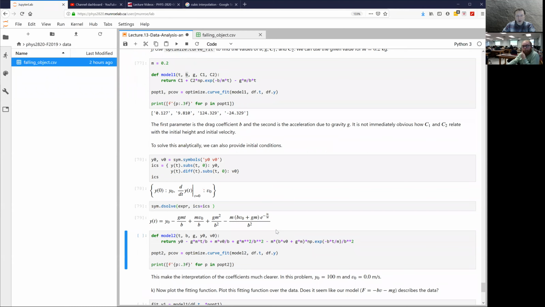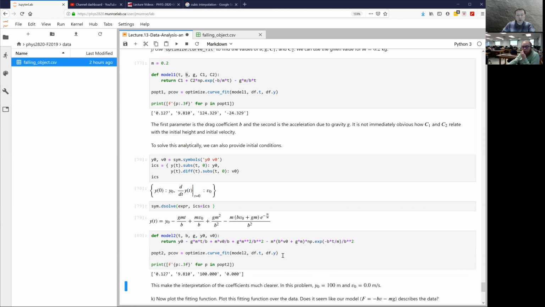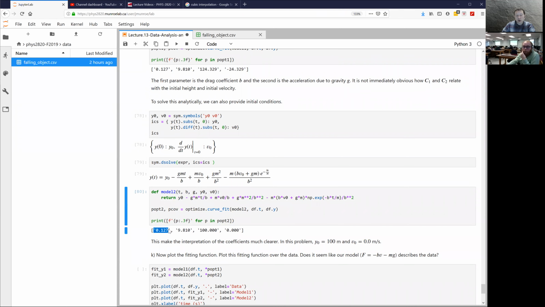This is the mathematical model. This is what we derive from the physics. It's got a bunch of parameters. It's got an initial height, an initial velocity, a b, and gravity. So what we do is we write all those parameters in. This now becomes the model that we're trying to fit, and when we do a curve fit, that curve fit will let us solve for the drag, gravity, the initial position, and the initial velocity.